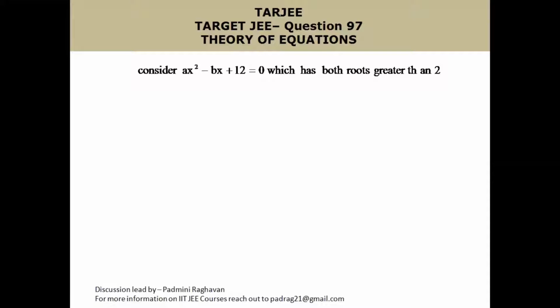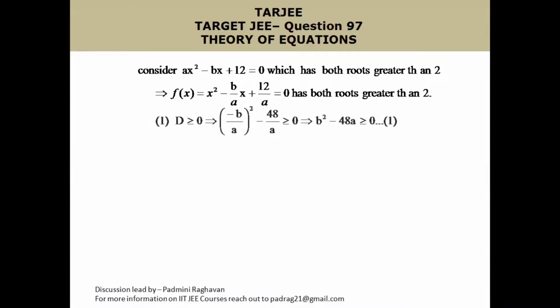Both the roots have to be greater than 2. Let us divide the equation by a and consider the equation f(x) = x² − (b/a)x + 12/a = 0. This equation has to have roots greater than 2. The first condition is the roots have to be real, so discriminant greater than or equal to 0.